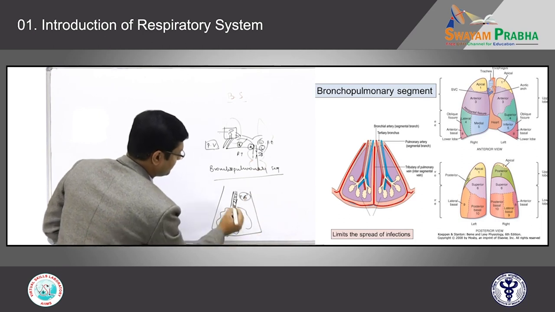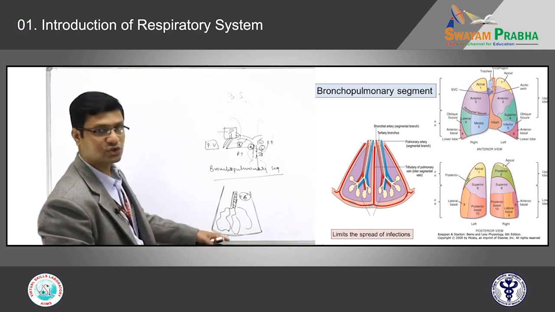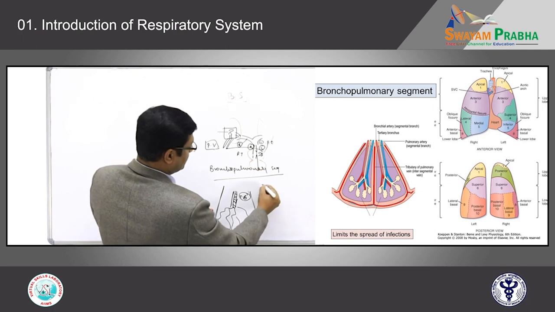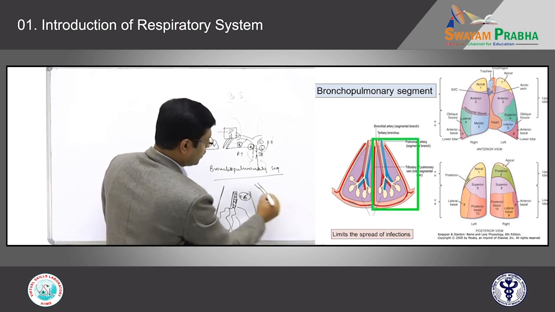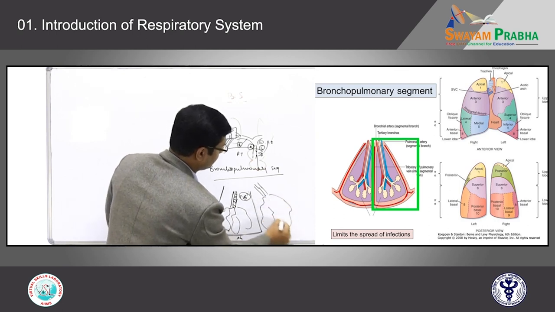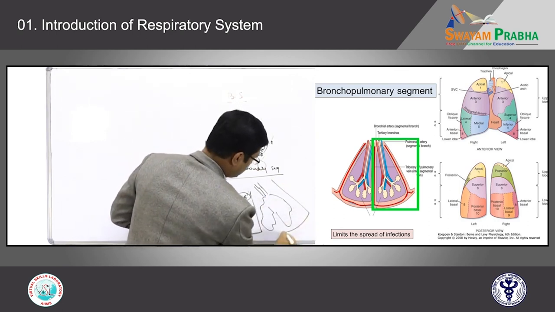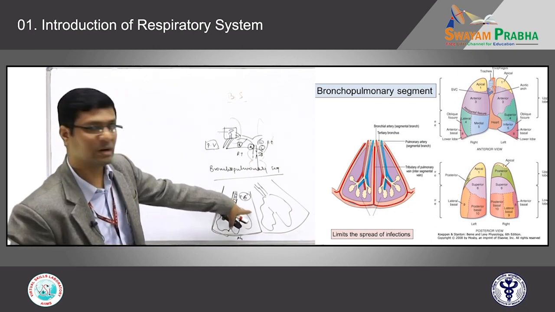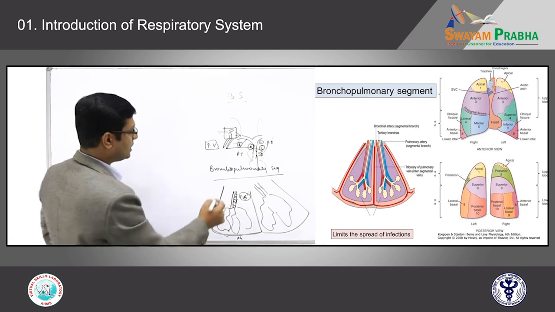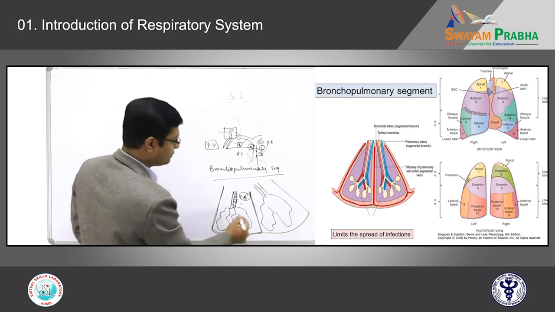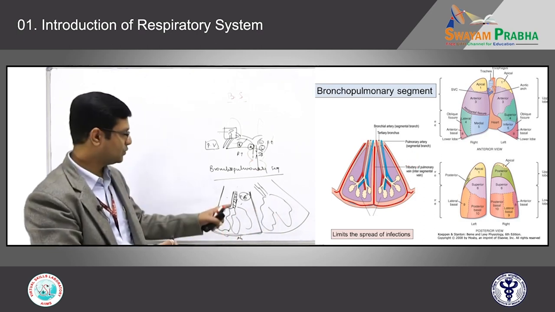and each terminal bronchus, after supplying here, is limited by a septa. It actually looks conical in shape. The base is towards the pleura. This is the pleura, and there is a limitation here. There is one more terminal bronchus here with a branch of the pulmonary artery, and this is one respiratory unit. There is one septa here. So this whole thing we call a bronchopulmonary segment. Why is it important? Whenever there is infection in this segment, these septa will prevent the spread of infection to the other segments. This is very important.